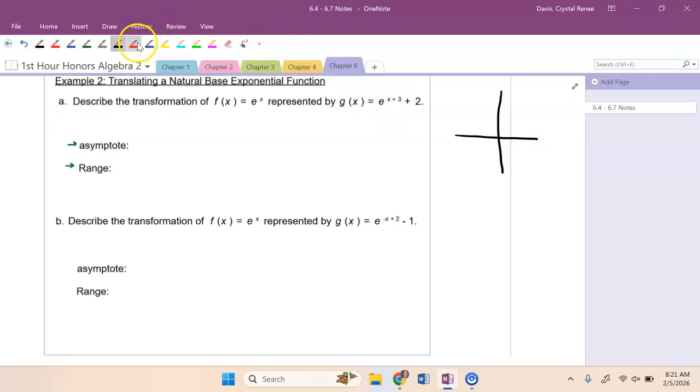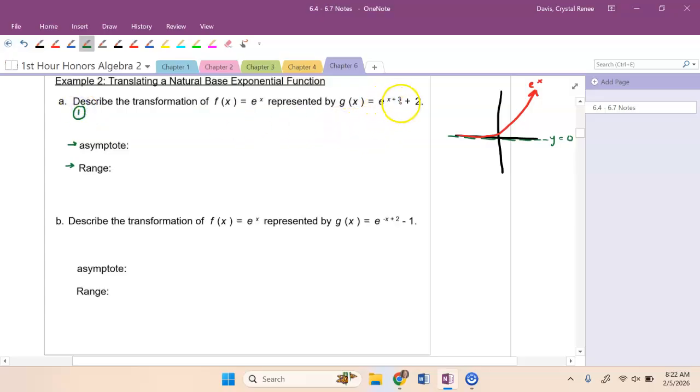Okay, and we do have an exponential growth function. Okay, so we start with e to the x, and so e to the x looks like this. Okay, and remember the asymptote of e to the x, because it is exponential growth, is y equals 0. Okay, so really moving this up or down is what's going to change the asymptote here. Okay, so let's go ahead and just describe the transformations.